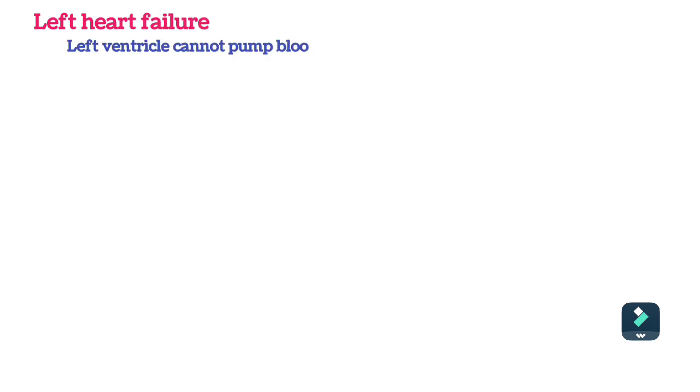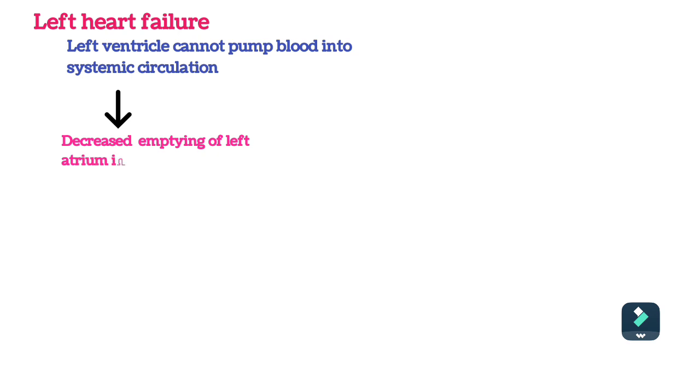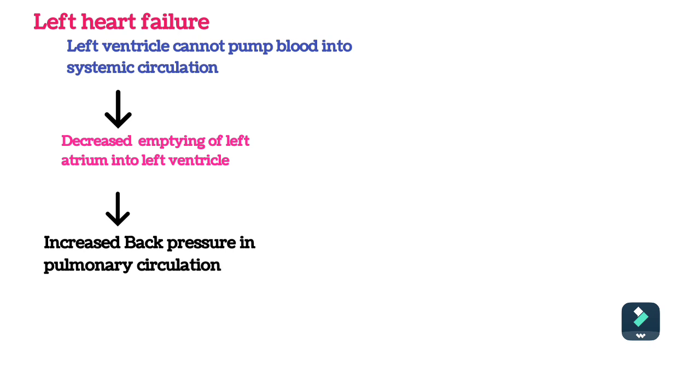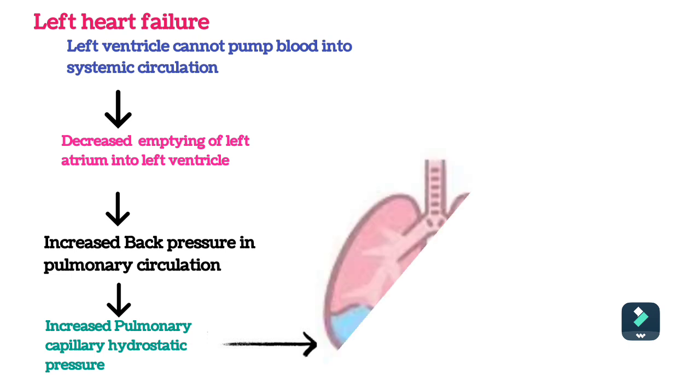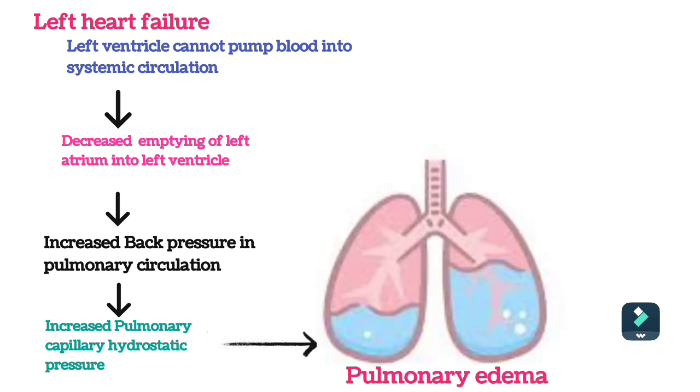Left heart failure. In left heart failure, the left ventricle cannot pump blood into systemic circulation. As a result, blood accumulates in the ventricle, leading to decreased emptying of the left atrium into the left ventricle. This causes increased back pressure in the pulmonary circulation and increased pulmonary capillary hydrostatic pressure. As a result, fluid leaks out of the capillaries into the interstitium, causing pulmonary edema.